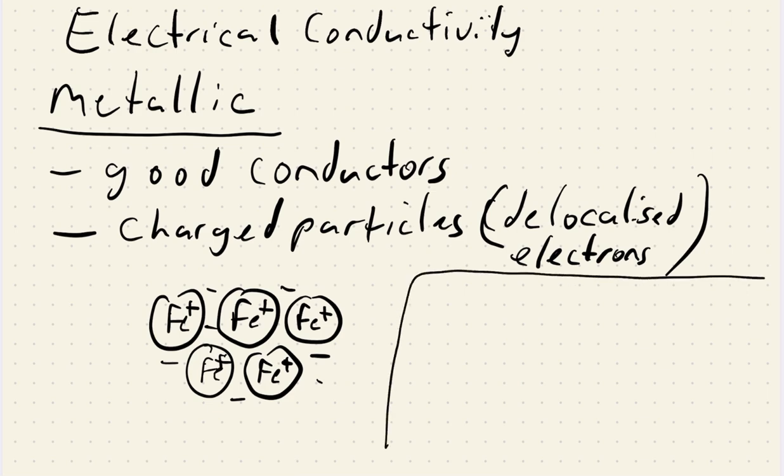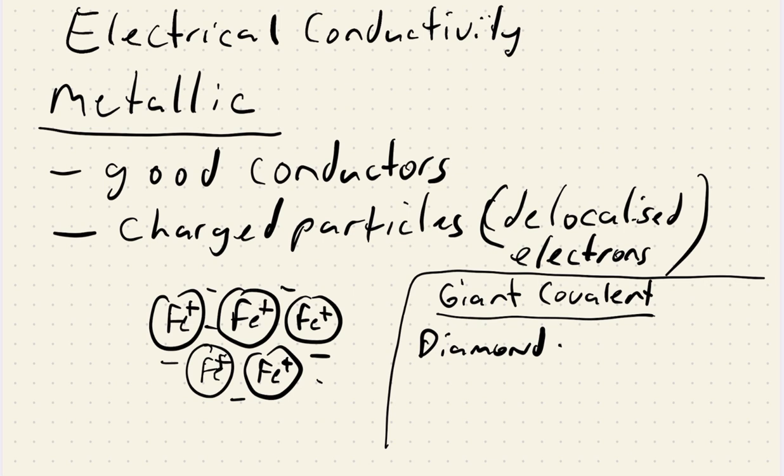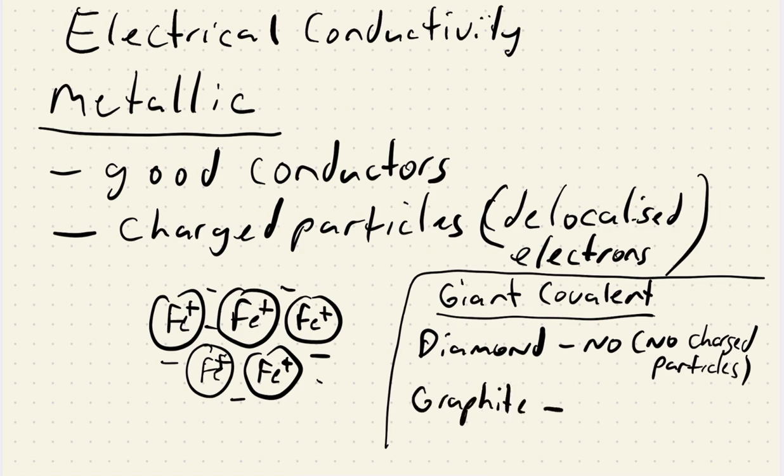And then finally, giant covalent. Some of them can conduct electricity. So diamond, no, is not a good conductor. Why? Again, no charged particles. Whereas graphite, yes. Why? Because it has delocalized electrons. And we're going to look at that a little bit closer.